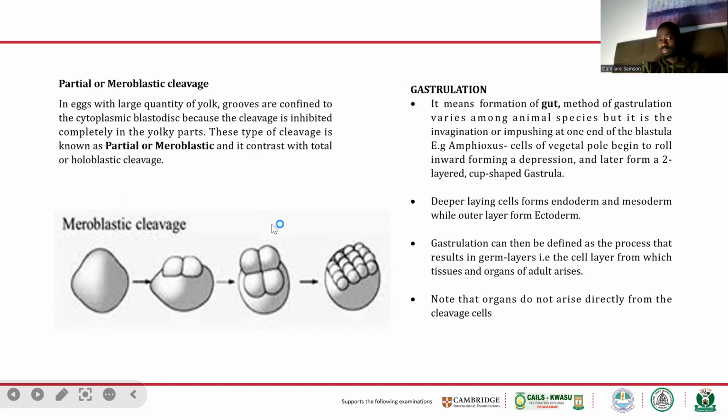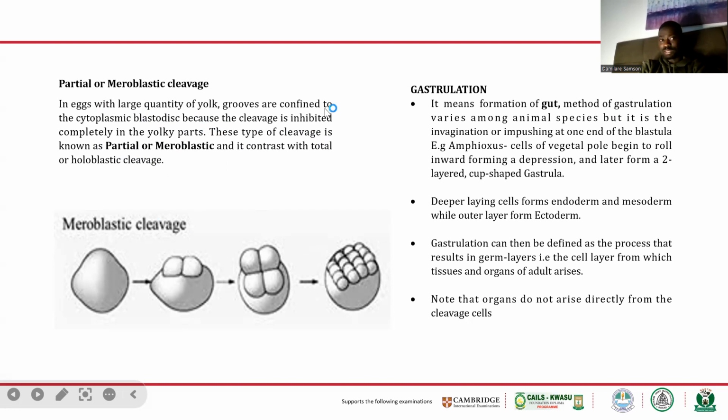Now, at the part where we have less yolk, that is where you have more cleavages occurring. So if it is at the upper part, for example, you will see a lot of cell division going on there, or cleavages going on there, forming all this. So you can have the other part below completely in the yolky part. This type of cleavage is known as partial or meroblastic, and it contrasts with total or holoblastic cleavage. So the diagram has actually explained it. So it's meroblastic or partial.